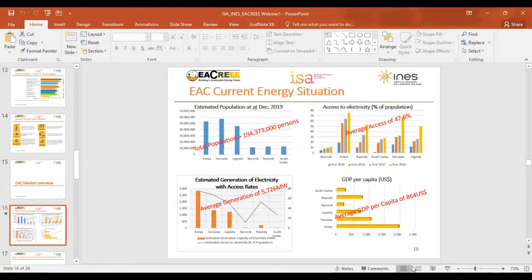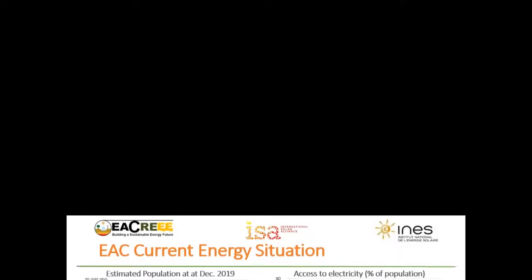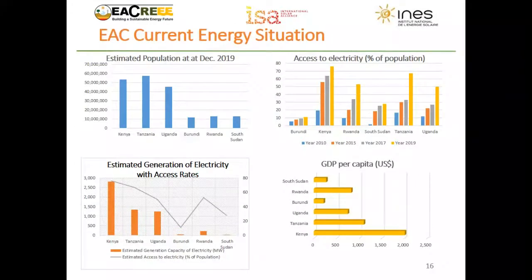Combined in the region, we have a total population of more than 190 million.